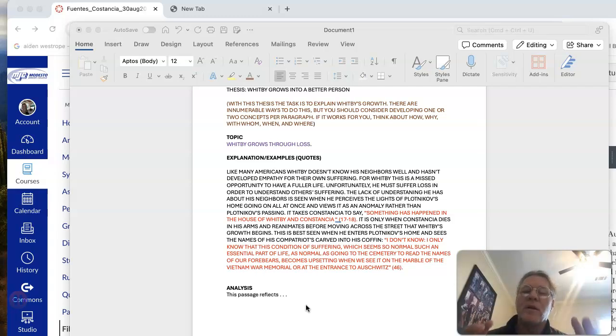But focus on interpreting the story for the reader. Your job is not to tell the reader what happens in the story, it's to interpret the meaning of it. So I want you to explain in your own words how Whitby grows. What is his process? It's not just repeating the facts as if this were a book report. It's going into your mind to think about Whitby as a person and see the transformation that he undergoes.